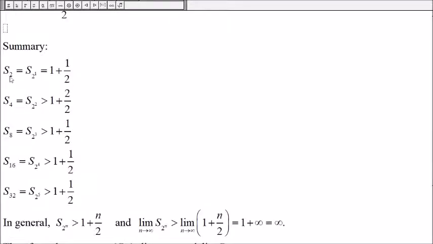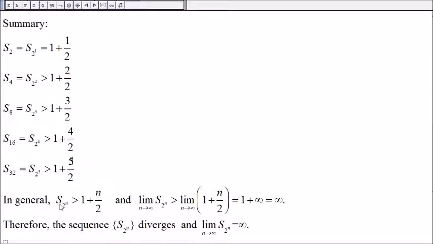In summary, we have s sub 2, which is the same as s sub 2 to the first, is equal to 1 plus 1/2. And then s sub 4, which is s sub 2 to the second, is greater than 1 plus 2/2. S sub 8, which is the same as s sub 2 to the third, is greater than 1 plus 3/2. S sub 16, which is the same as s sub 2 to the fourth, is greater than 1 plus 4/2. And then s sub 32, which is the same as s sub 2 to the fifth, is greater than 1 plus 5/2.